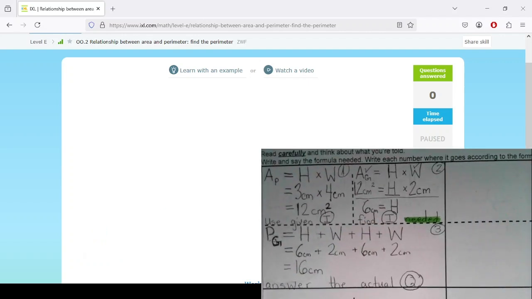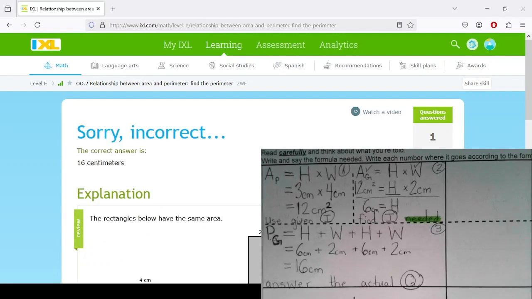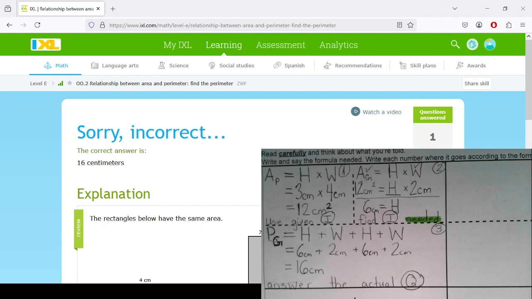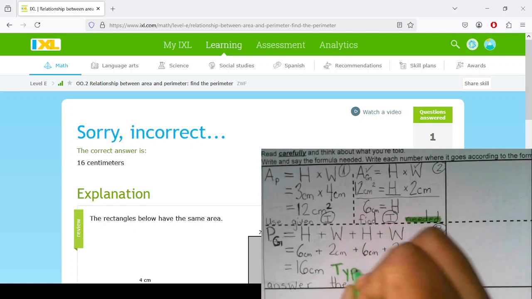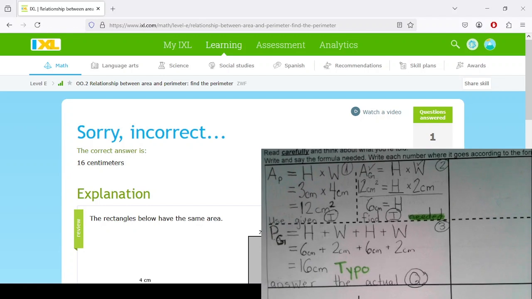Oh my goodness. Oh no. I have the correct answer on my paper, but I rushed to type it in. So I don't need to cross this out. I don't need to get upset. I had the correct answer on my paper, so I just pick up my colored pencil, my ink pen, and I label the type of error, and I move on.